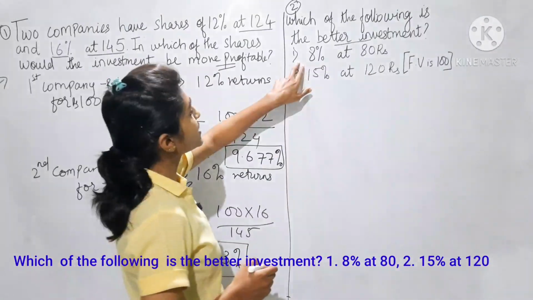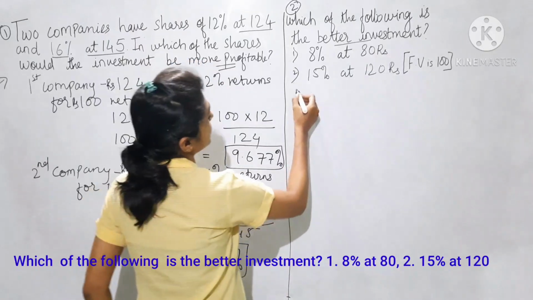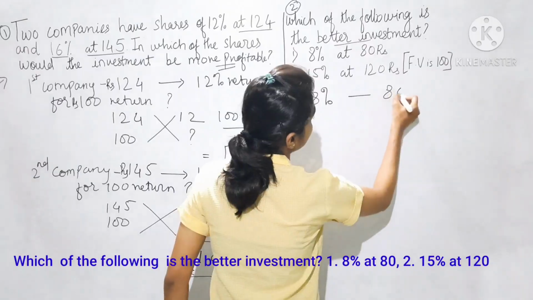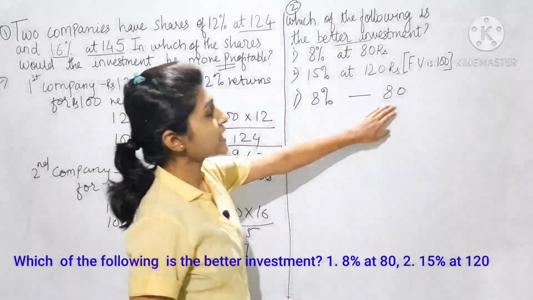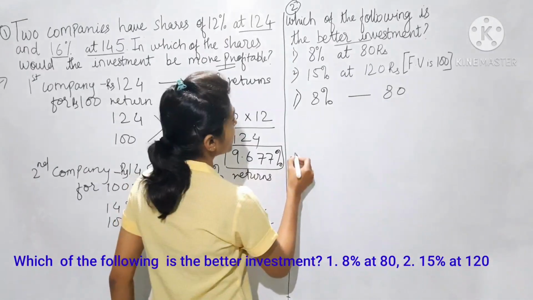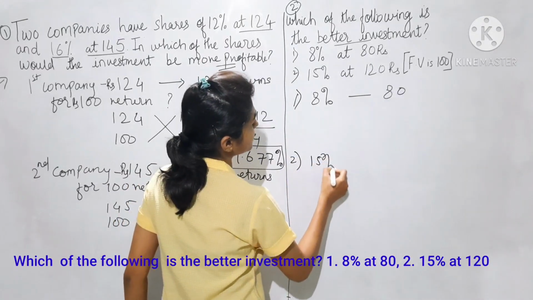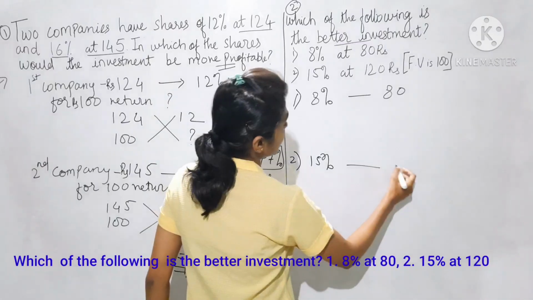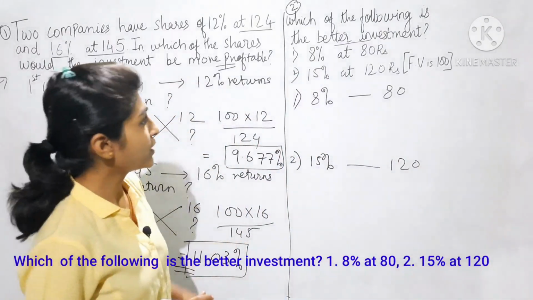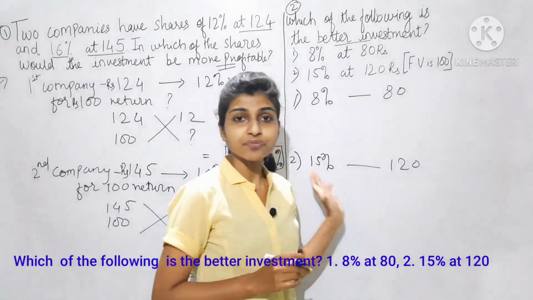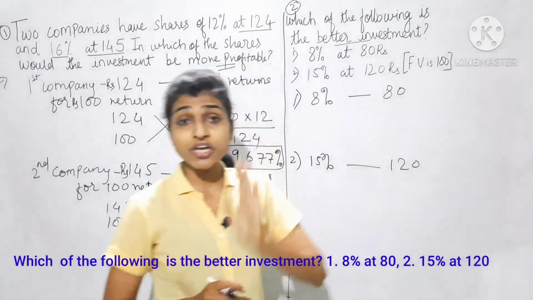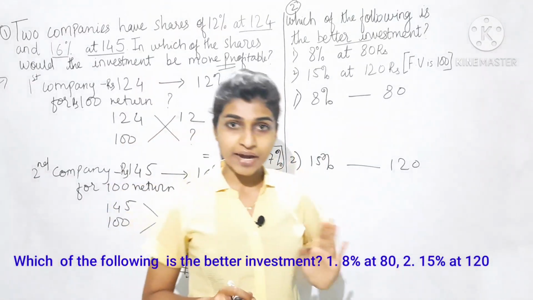So the first investment is 8%. If we invest 80 rupees we'll get 8%. The second is 15%, and it is 120 rupees. If we invest 120 rupees, the return will be 15%. And the face value is what? 100. Shares' face value is always 100 rupees.